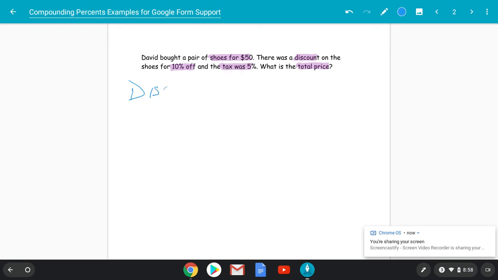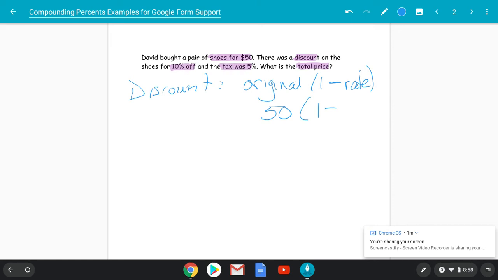So for discount, we're going to remember that this is going to be our original times 1 minus the rate. So you remember that for discount, that's the only time when we're subtracting, because discount is that we're taking away from the cost. So our original cost here is $50. And we're going to do 1 minus our rate, where our rate is the percent as a decimal.